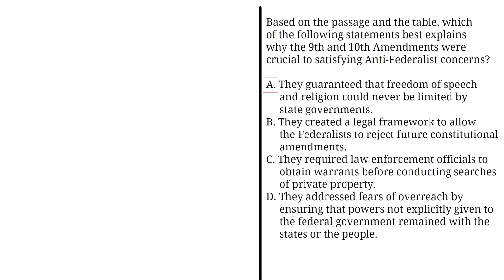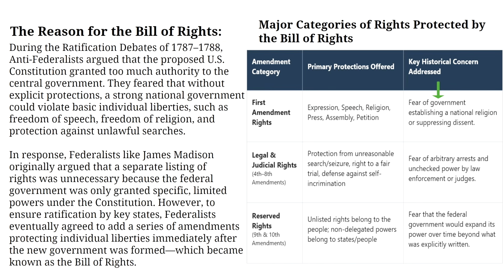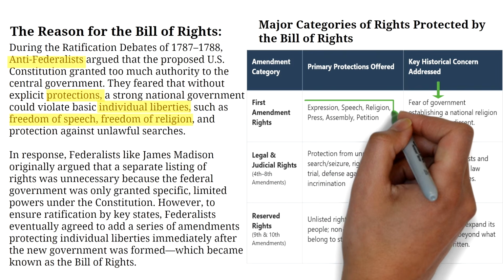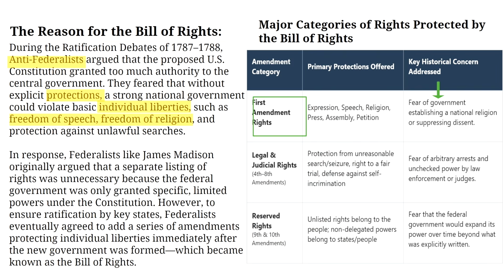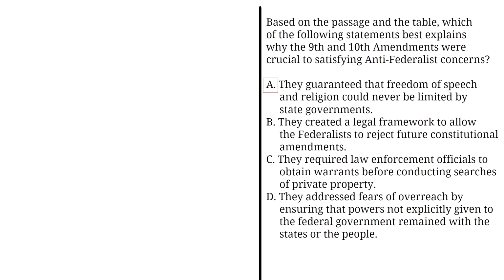Option A says, they guaranteed that freedom of speech and religion could never be limited by state governments. That's incorrect. The passage tells us that the Anti-Federalists were concerned about protecting freedoms such as speech and religion, but it does not say that the 9th and 10th Amendments protect those freedoms. And according to the table, the freedoms of speech and religion belong to the First Amendment, not the 9th and 10th Amendments. So the statement in option A is not the correct answer.